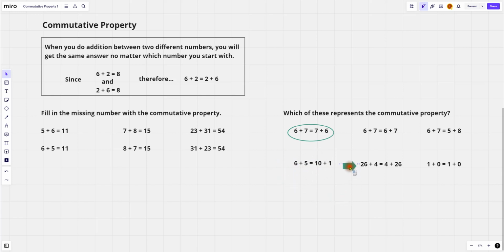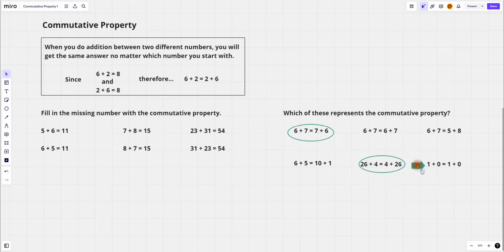So let's go over here. 26 plus 4 equals 4 plus 26. Now this one does show the commutative property, right? I have two different numbers, 26 and 4. I'm adding them and then I'm switching the order on the other side and it's still true. Okay, so this one is indeed the commutative property. So we're going to circle this one here, okay?